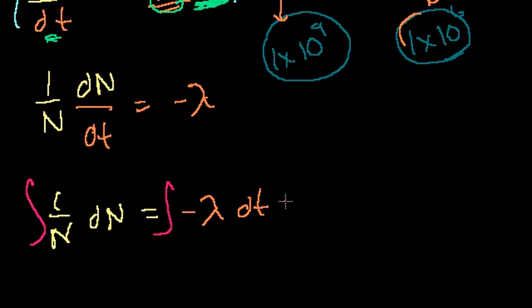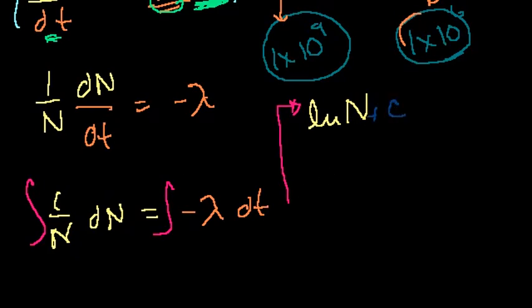Now I can take the integral of both sides of this equation. I'm taking the indefinite integral, or the antiderivative. What's the antiderivative of 1 over n? Well, that's the natural log of n, plus some constant.